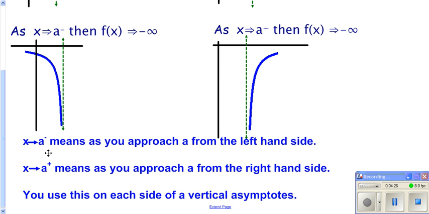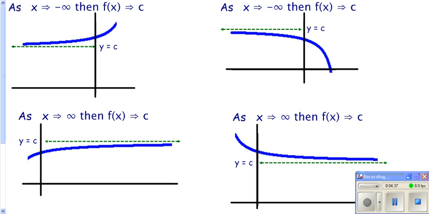We need to go ahead and take a look at our left-handed limits and right-handed limits when we are looking at our vertical asymptotes to decide whether our graph goes up or down on one side or the other side of it.